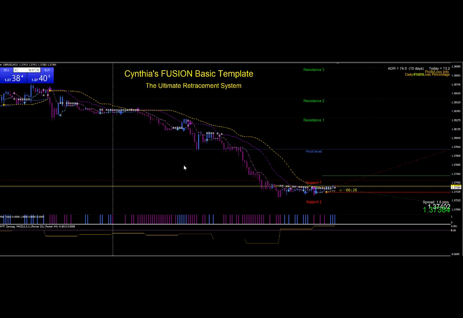So this is the pound US dollar in a 15-minute chart. This is 5 p.m. Eastern, and we use Bollinger Band trend lines to show you the fast trend, the medium trend, and the slow long trend, and we never trade against the slow long trend, which happens to be this gold dotted line here. So that's the slow long trend Bollinger Band.